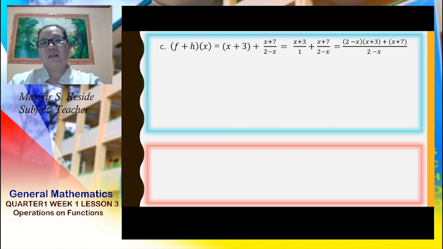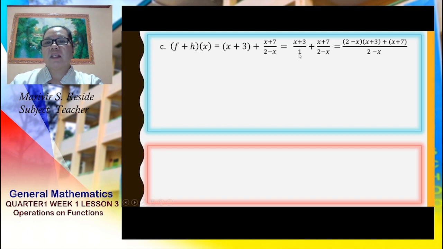The third, we have f plus h of x. This is addition of functions. Substitute the given, x plus 3 added to x plus 7 over 2 minus x. So in this case, we have to find out the LCD. Take note, the x plus 3 is not a fraction. This is understood to have a denominator of 1. So 2 minus x will be the least common denominator of the two fractions.